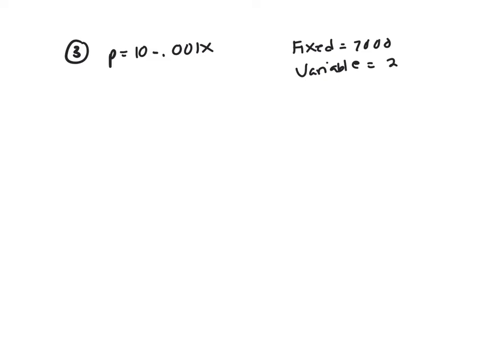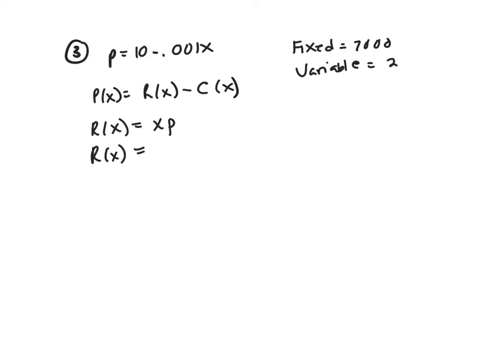We're trying to find the actual profit to produce the 1,000th. Well, profit is revenue minus cost. So let's find the revenue function first. Revenue is number of units sold times the price of each one. So the revenue is x times your price demand function, which is 10 minus 0.001x.